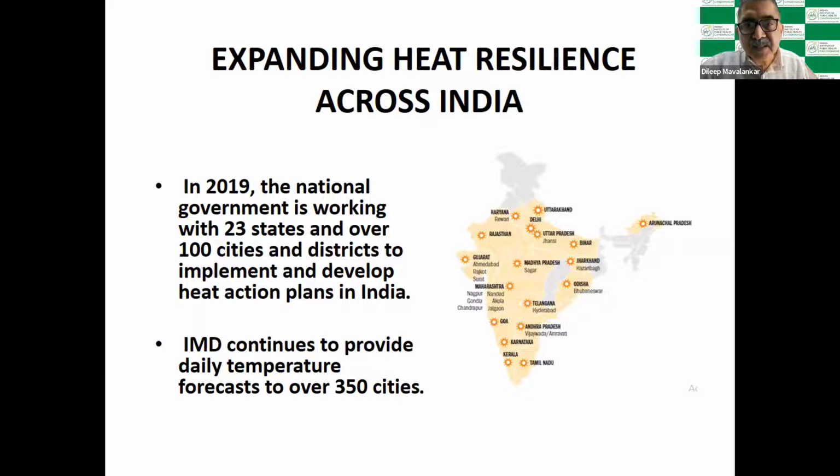There are several cities and states now. Over the last few years, the National Disaster Management Authority has been holding meetings and workshops of the state disaster management authorities, and we are presenting this and other experiences of how to replicate this, and many cities have started replicating.